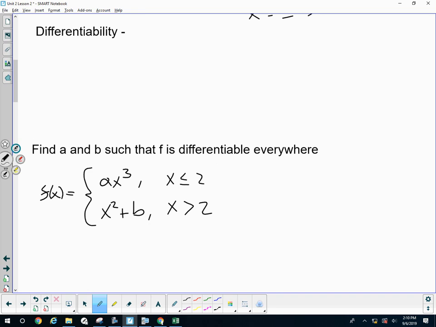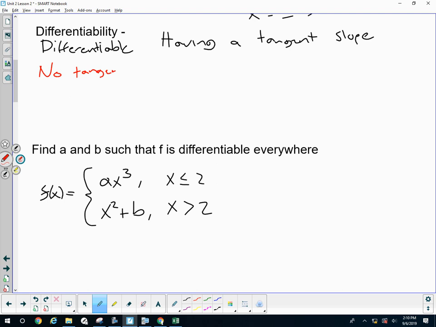Differentiable means having a tangent slope. It's important to know that not every function at every single location will have a tangent slope, okay? You do not have a tangent slope at these locations. So this is what we'll focus on when you do not have a tangent slope. And they're just specific locations.